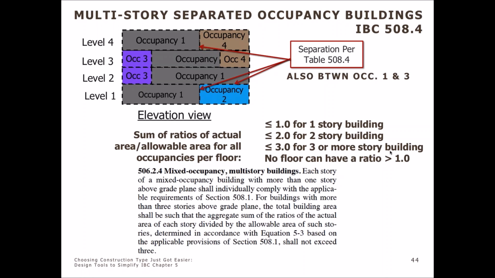The other check that we have to do in multi-story buildings is also look at the sum of all of the ratios for the total building. If it's a 2-story building, the sum of all of those ratios can't exceed 2.0. And if it's a 3 or more story building, the sum of all of those ratios can't exceed 3. So again, if we're a 3 or 4 or 5 or 6-story building, the sum of all of those ratios for the whole building can't exceed 3.0, and at no individual floor level can the sum of the ratios exceed 1.0. I know that may sound a little confusing, but hopefully the examples will help clarify that.